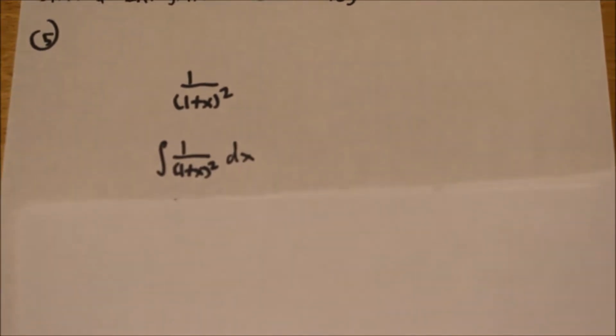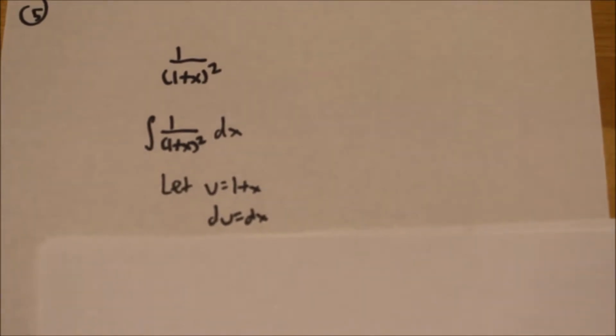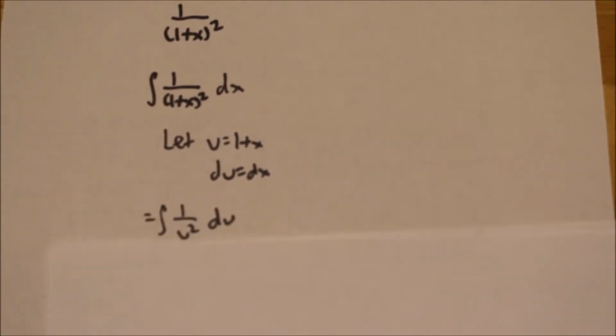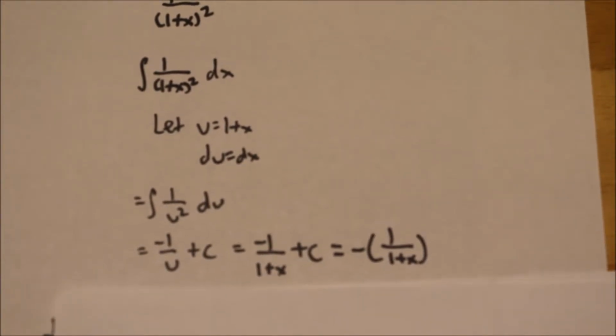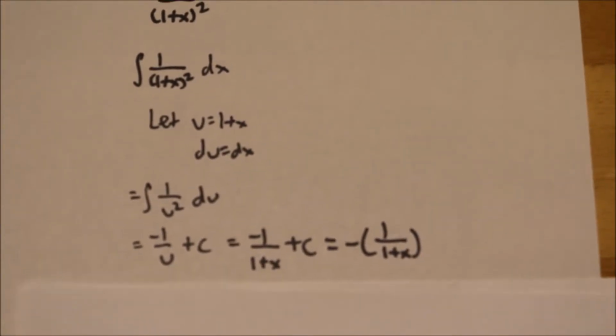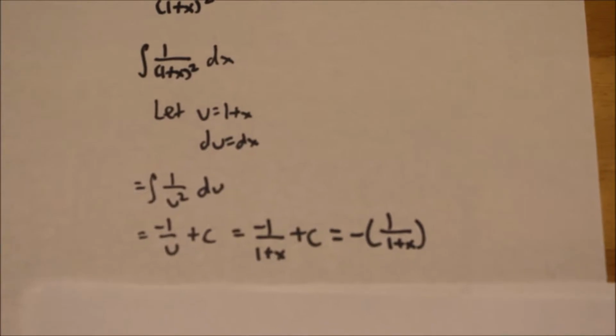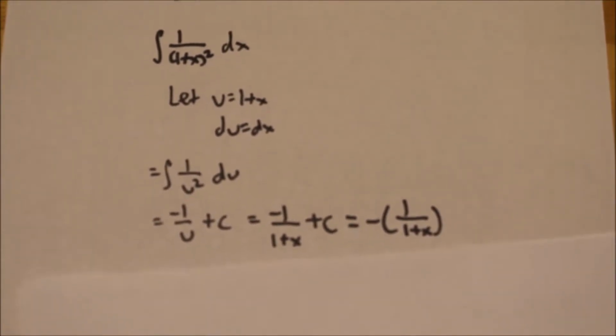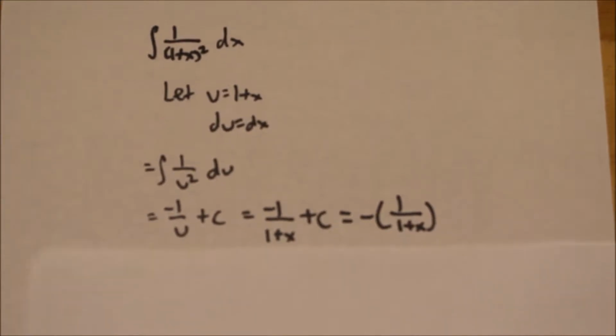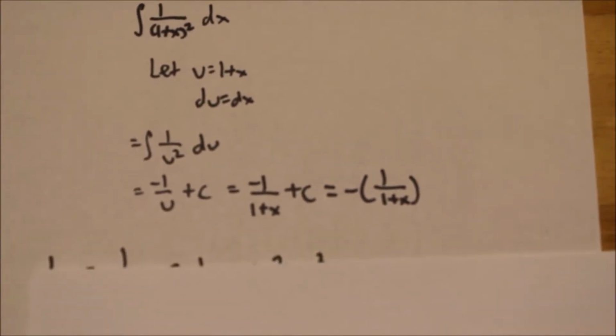So to do this, we substitute u equals 1 plus x, and then du equals dx. So it becomes the integral of 1 over u squared du, which is negative 1 over u plus c, which is equal to negative 1 over 1 plus x plus c, or negative of 1 over 1 plus x. The plus c isn't going to matter because when we differentiate it, it's going to be gone anyway.